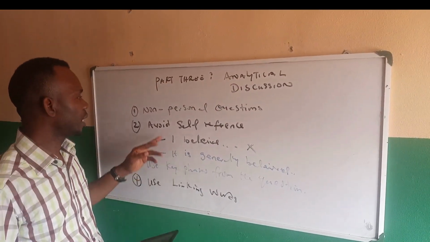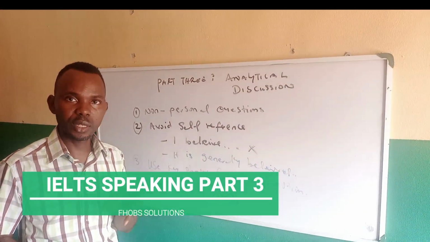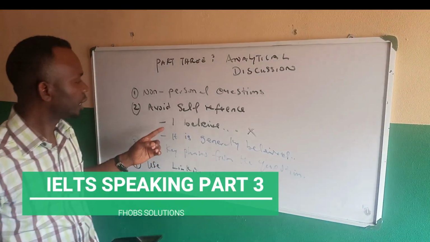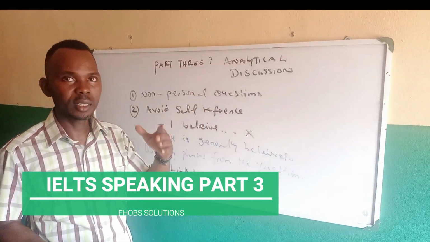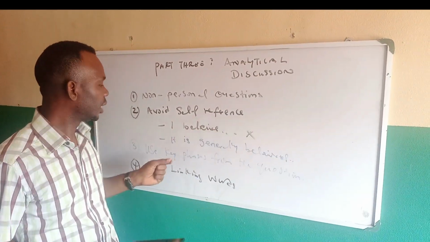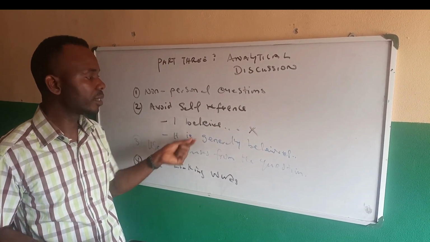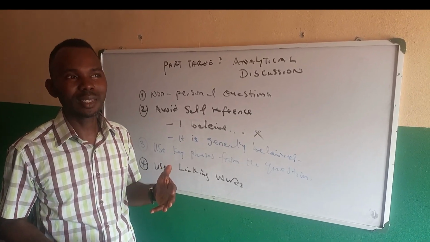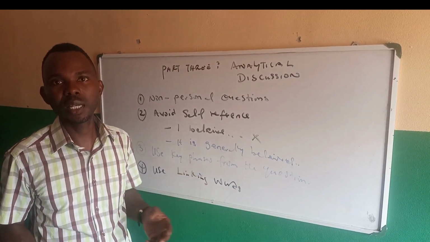Because of that, you need to avoid self-reference. You use more generalization, more general statements, instead of self-reference. So using a phrase like I believe will be wrong in part 3. It's fine for parts 1 and 2, but for part 3, it's a no-no. Instead of saying I believe, you may say something like it is generally believed, or it is common knowledge. It indicates that it's not just about you, it's something generally acceptable.